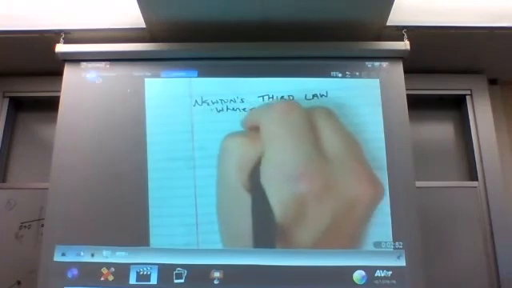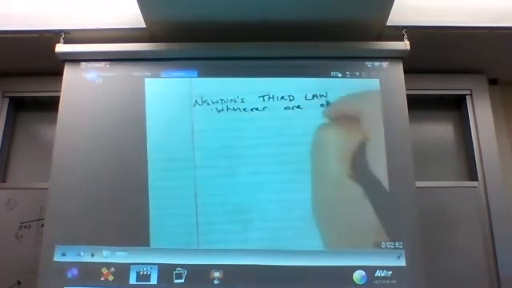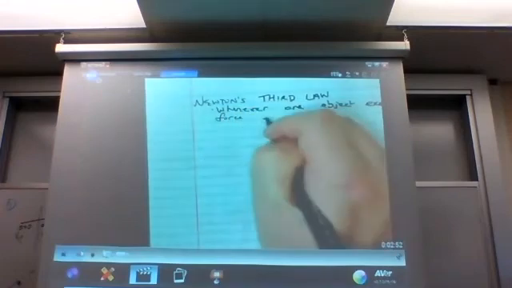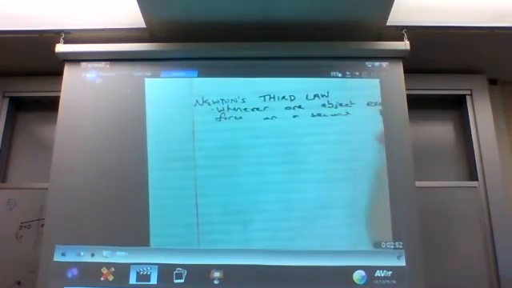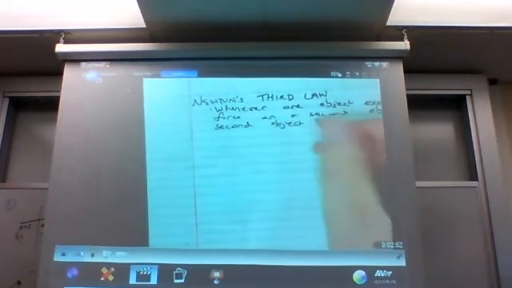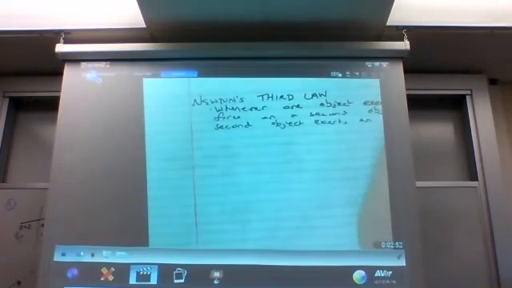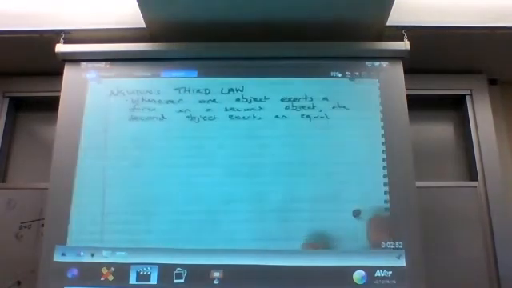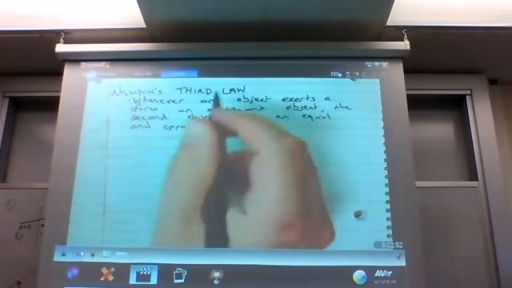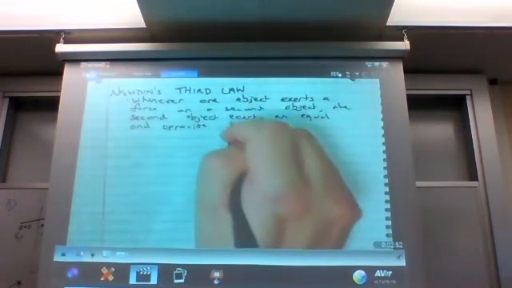Newton's third law: whenever one object exerts a force on a second object, the second object exerts an equal and opposite force on the first.